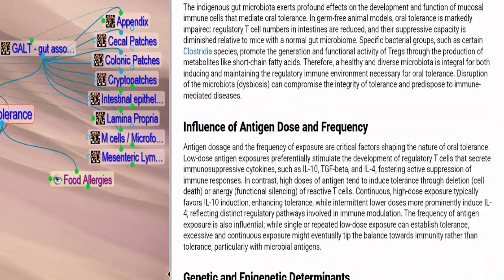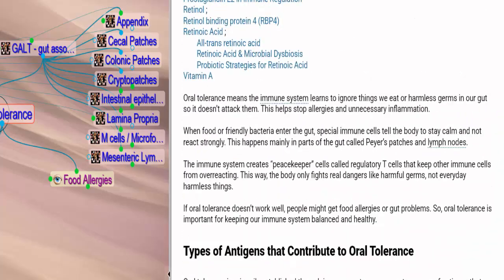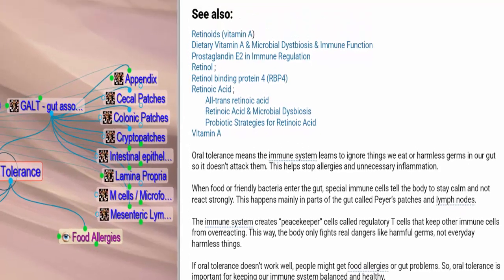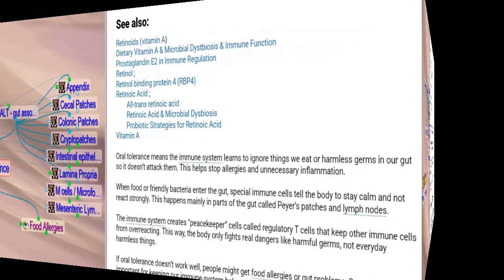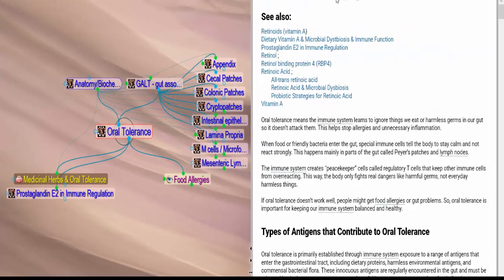But for now, I just want to come back up to the top because there are some related topics that are worth exploring. Remember, we've talked a lot about vitamin A and how it's the most important vitamin for the gut. So we're going to discover how important it is in terms of developing oral tolerance. Okay, so let's start with retinoids, or vitamin A.